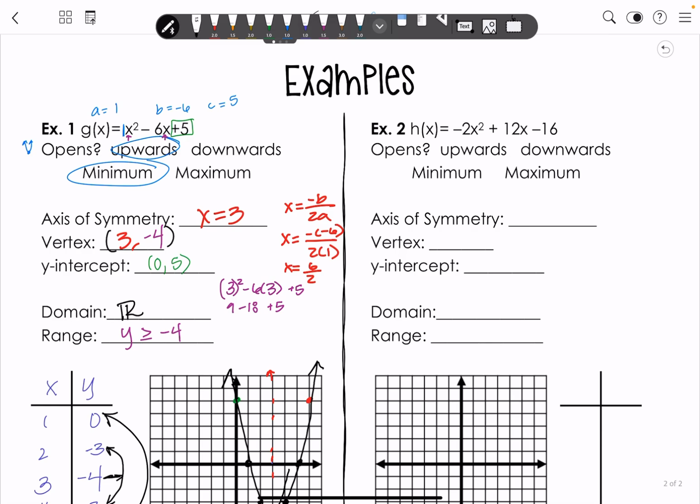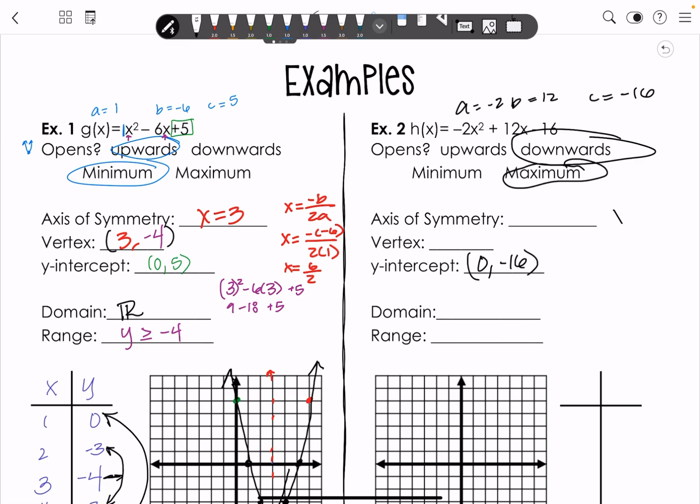All right, so in this case, our A value is -2. Our B value is 12, and our C is -16. You know that it's going to open downwards because of the negative A value. And you also know that you're going to have a maximum since it's a frowny face. All right, now your axis of symmetry, your Y-intercept, and your vertex, and all of these fun things, you can figure these out with math, except for your Y-intercept. Your Y-intercept is given to you guys. Your Y-intercept in this case is 0, -16.